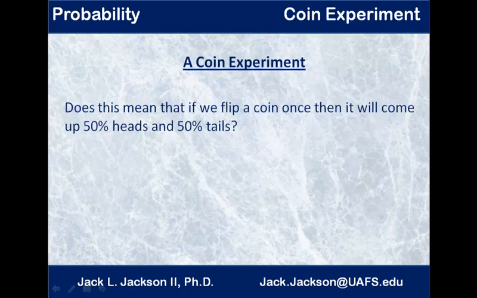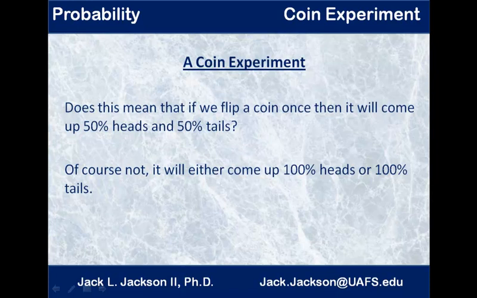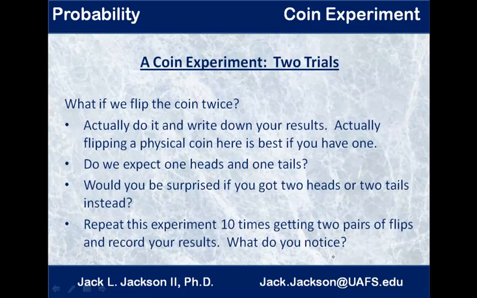Does this mean that if we flip a coin once, then it will come up 50% heads and 50% tails? Well, of course not. It'll either come up 100% heads or 100% tails. There's no way it can come up half heads and half tails when you just flip it once. Well, what if we flip it twice? Let's actually try it. We're going to have you do this in just a second and actually flip your coin and write down your results. Do you expect to have 1 heads and 1 tails? Would you be surprised if you got 2 heads or 2 tails instead?